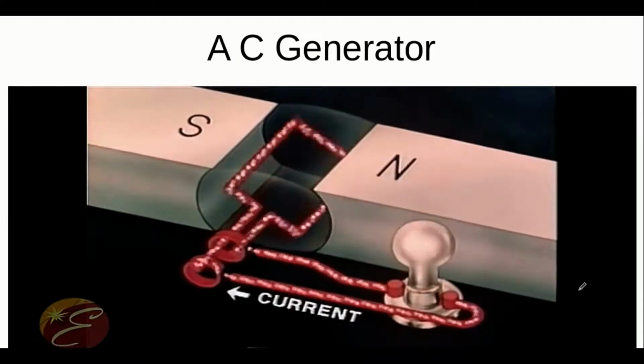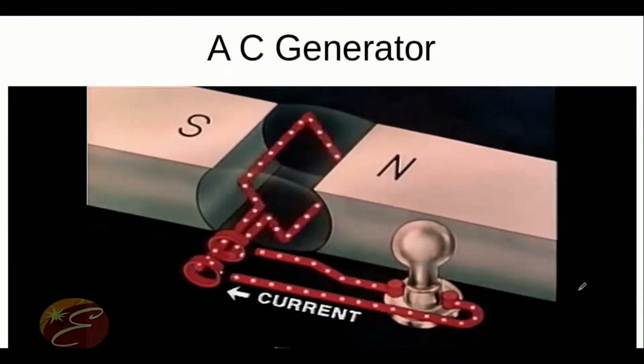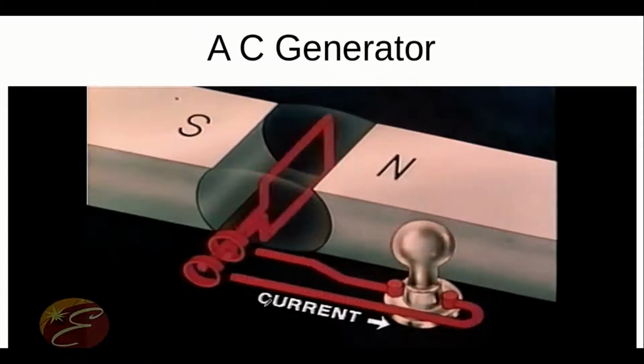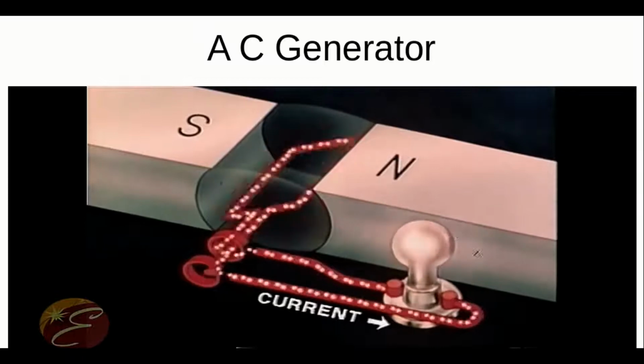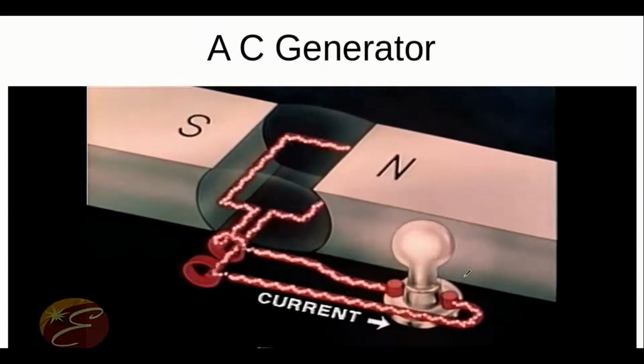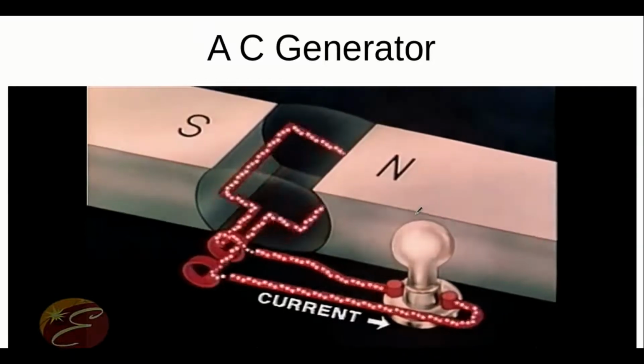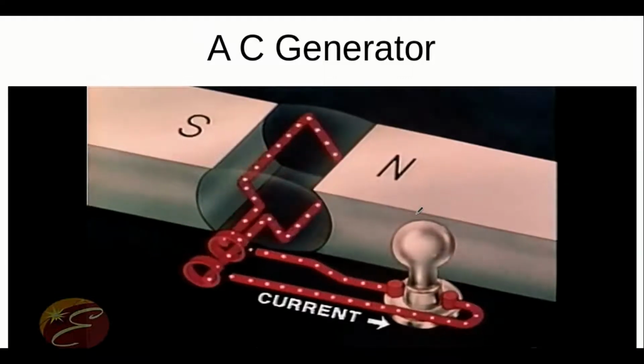Look here, this is the working of an AC generator animation. Here, look, the direction of current always changes and the bulb glows and diminishes. But when this armature is rotated very fast, the bulb glows continuously.